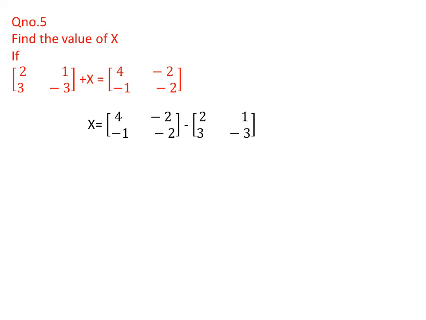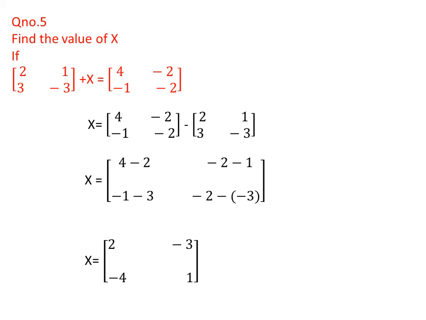Here the corresponding elements are subtracted which will give us the next matrix with the terms 4 minus 2, -2 minus 1, -1 minus 3 and -2 minus -3. By solving these terms we can write the matrix with the elements 2, -3, -4 and 1 which is the required value of x.